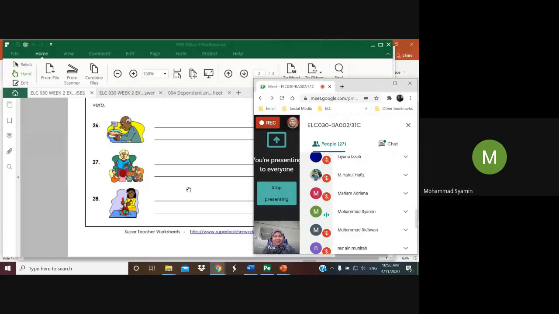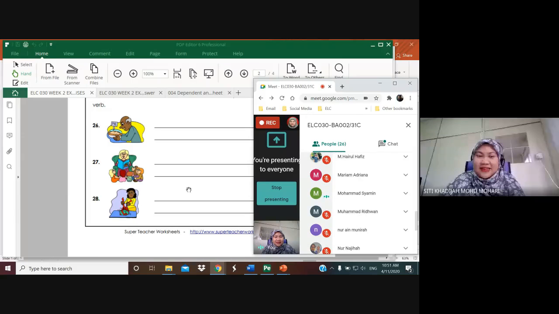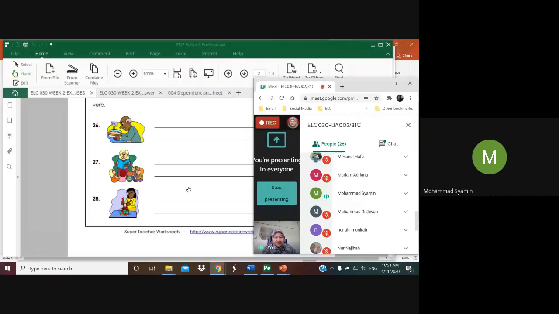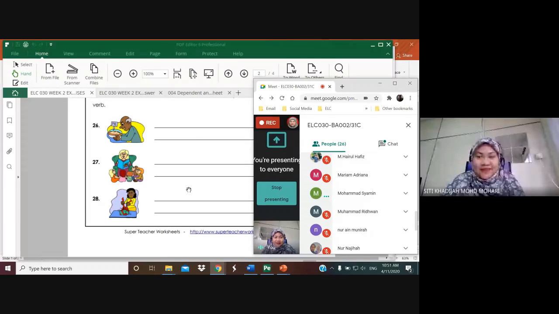Clara is wrapping up a present for her friend's birthday. Sorry. Clara is wrapping up a present for her friend's birthday. Okay, that is correct. Yes, present continuous.